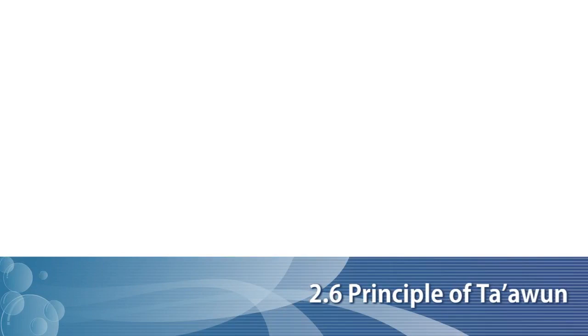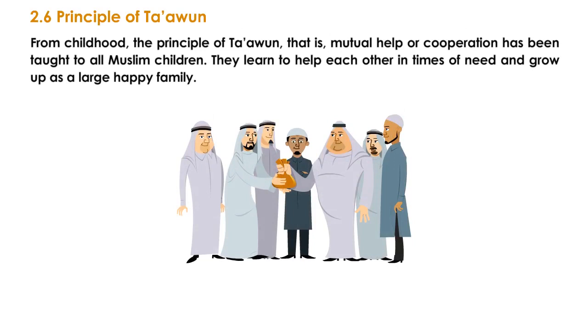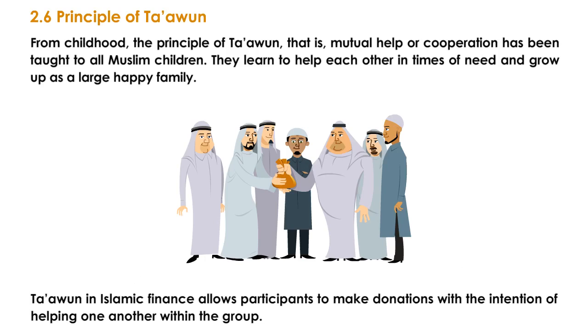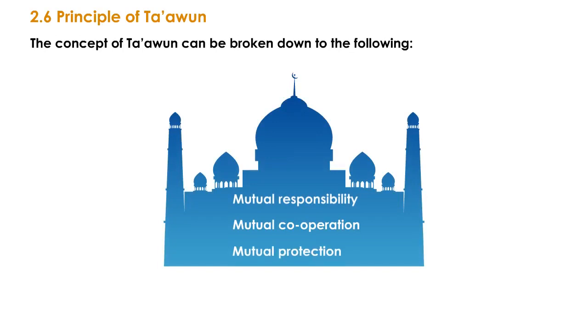Principle of Ta'awun. From childhood, the principle of Ta'awun, that is, mutual help or cooperation, has been taught to all Muslim children. They learn to help each other in times of need and grow up as a large, happy family. Ta'awun in Islamic finance allows participants to make donations with the intention of helping one another within the group. The concept of Ta'awun can be broken down to the following: mutual responsibility, mutual cooperation, mutual protection.